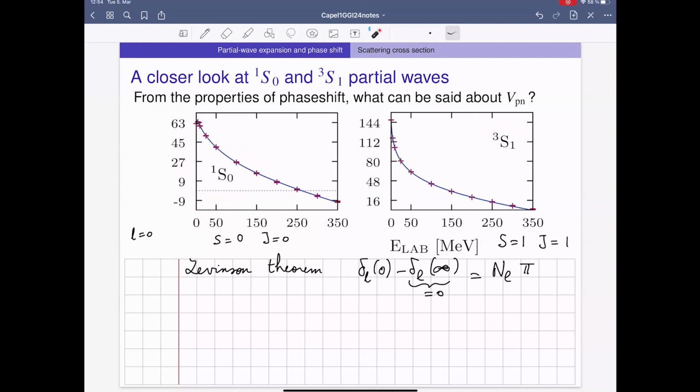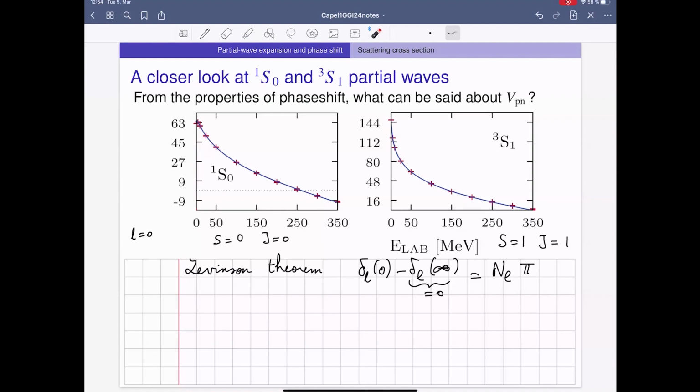We don't see it, but it starts from 0 and it rises very quickly. The reason is you nearly have a bound state of two nucleons, in this case proton-neutron. You have a scattering length. It's nearly a bound state, slightly above the threshold. It's not bound. If it were bound by zero, it would start from 90 degrees in this case. But okay.